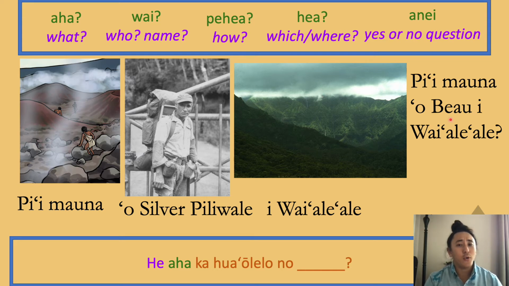Pehea, pi'i mauna o Bo I wai ale ale. A ole pi'i mauna o Bo I wai ale ale. Because I am Bo, wau o Bo, I could say a ole au pi'i mauna I wai ale ale. The pronoun goes right after the a ole. So pi'i mauna o Silver Pili Vale I wai ale ale. A ole au pi'i mauna I wai ale ale. Maikai, maikai.